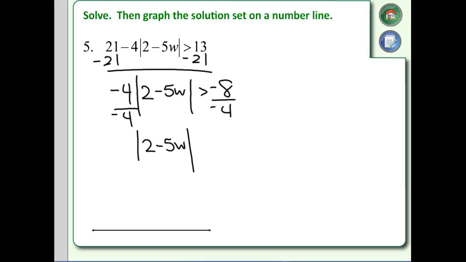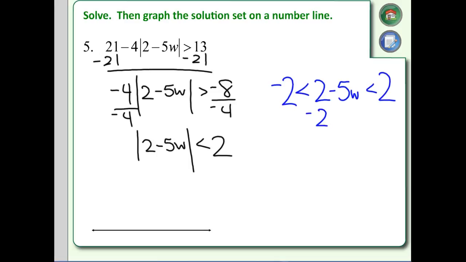Hey, did you realize we divided by negative 4? Don't forget to flip your inequality sign. That's an important move because now that makes this a less than. So we're going to have to make this look like an "and." So we're going to take that 2 and make it a negative 2 and flip it out in front. 2 minus 5w is less than 2.